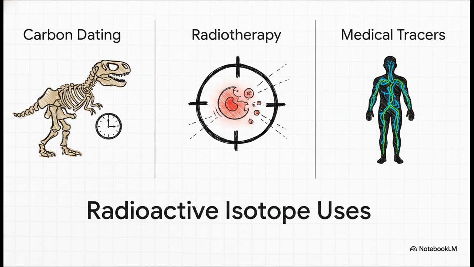First, there's carbon dating. That's how scientists can tell how old ancient things, like fossils, actually are. Then in medicine, you've got things like radiotherapy, which uses the energy from radioactive isotopes to target and zap cancer cells. And doctors can even use them as tracers to watch things like blood flow inside your body without ever having to do surgery. Pretty amazing stuff, right?